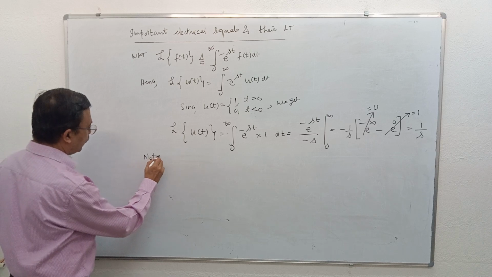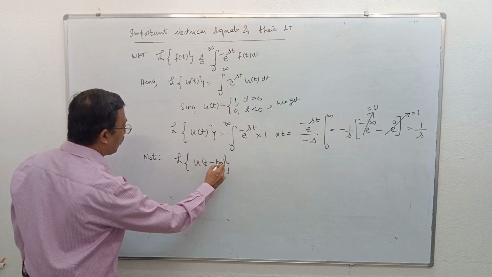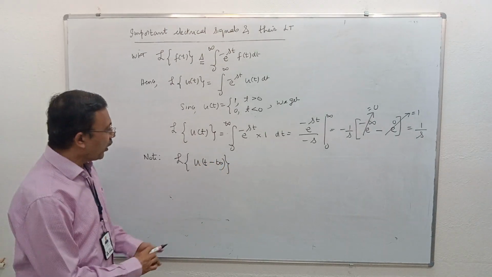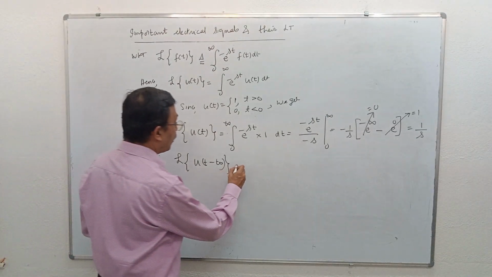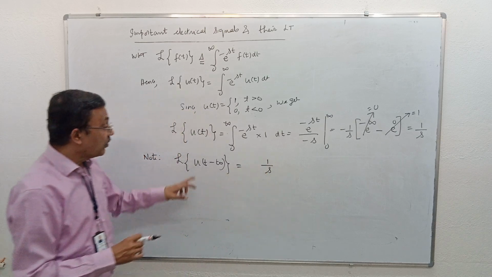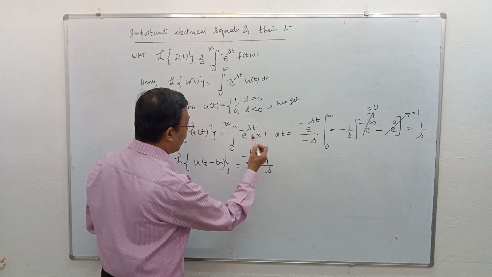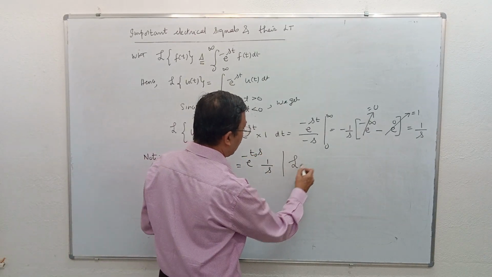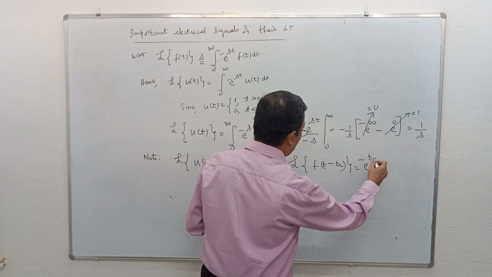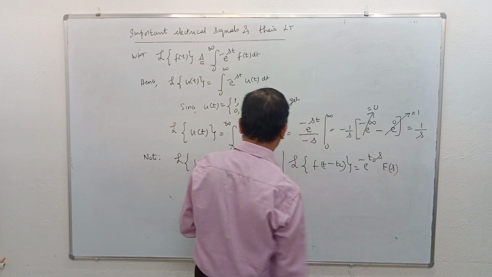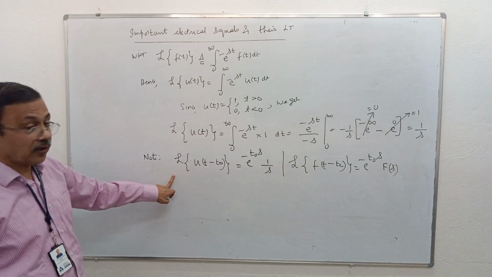Note, Laplace transform of u of t minus t naught: apply time shift property. Forget about t naught. What is Laplace transform of u of t? Laplace transform of u of t is 1 by s. Since t is replaced by t minus t naught, the result should be multiplied by e to the power minus t naught into s. Please remember, Laplace transform of f of t minus t naught is equal to e to the power minus t naught into s into F of s. This property is used to find Laplace transform of u of t minus t naught.